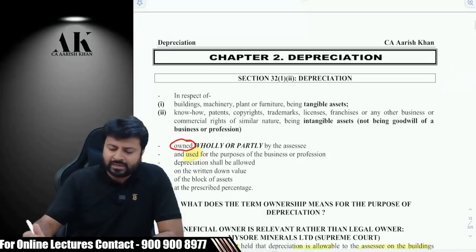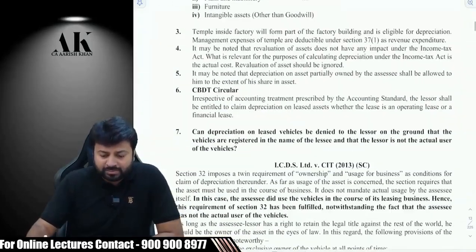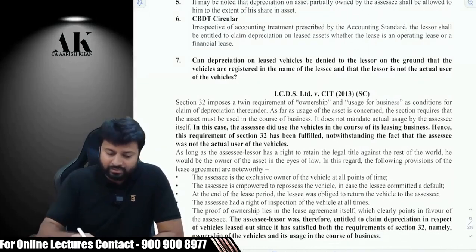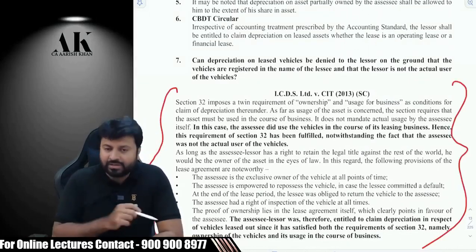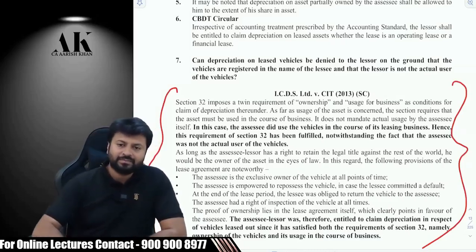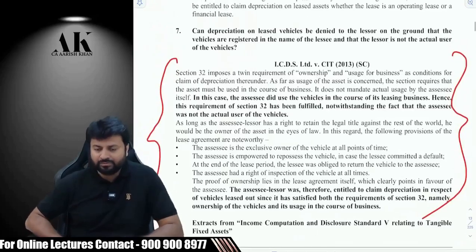And therefore, the assessee claimed what? The depreciation on this particular vehicle on leasing of cars. You can just read this particular paragraph from year to year. Whatever I have said, you'll find all of them here. On page number 2.2.